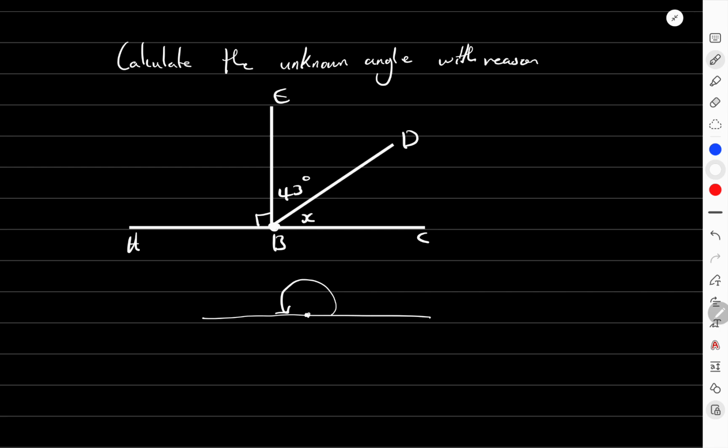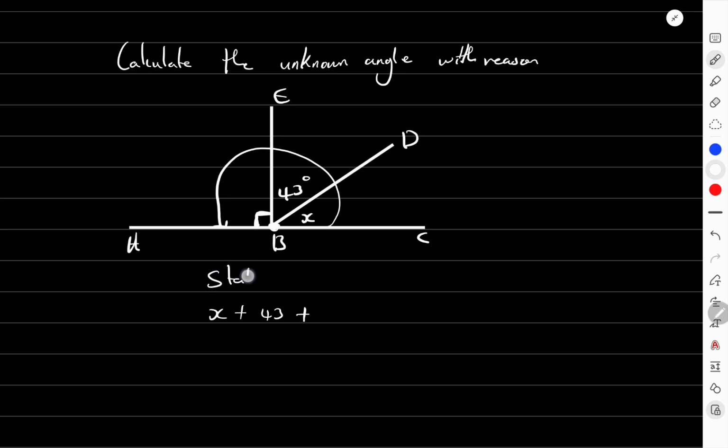A vertex is a point whereby two or more lines meet. Since ABC at this vertex is a straight line, all of the angles combined should give us 180 degrees, because the sum of angles in a straight line adds up to 180 degrees. Therefore, X plus 43 plus this angle. Whenever you see a square box drawn, it represents 90 degrees. So X plus 43 plus 90 combined should give 180 degrees, because all of these angles lie on a straight line.